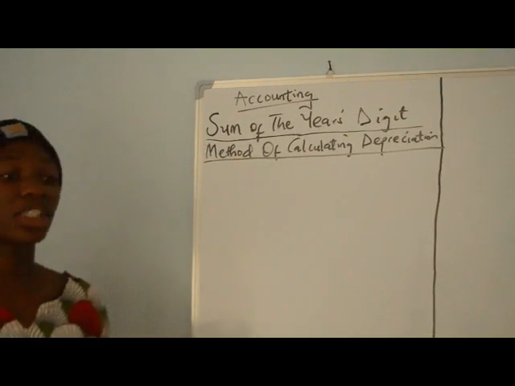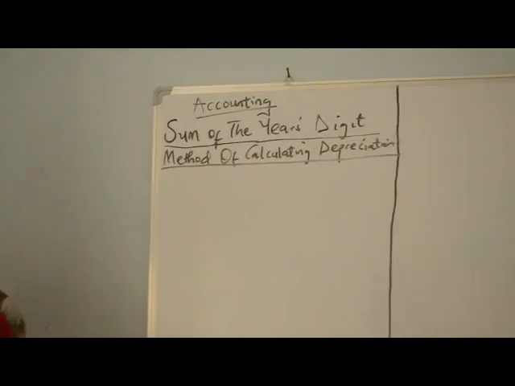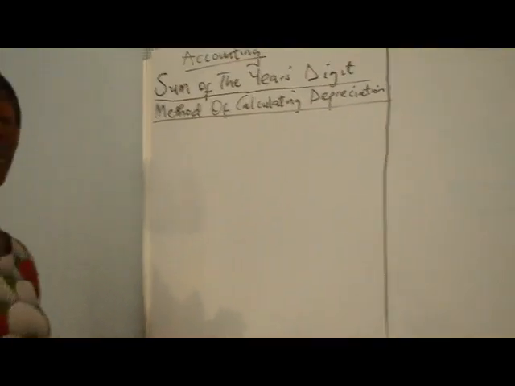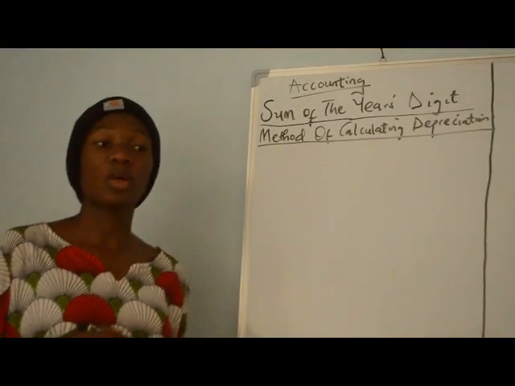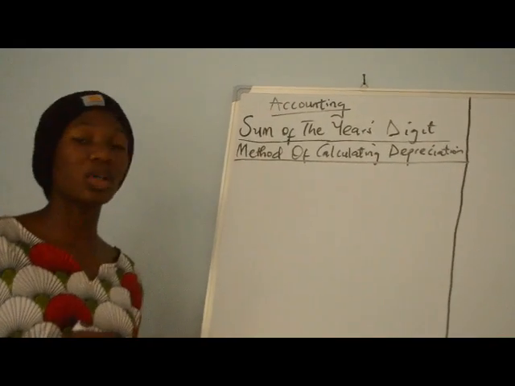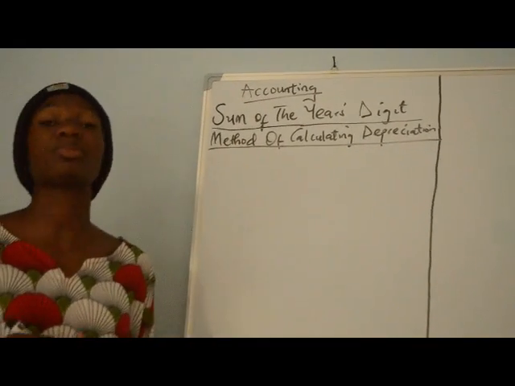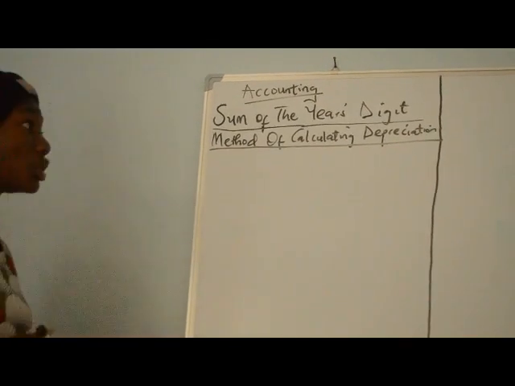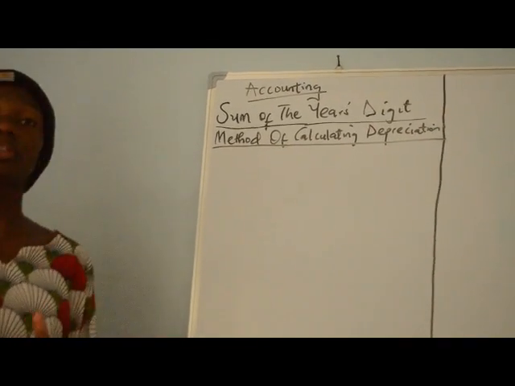Okay, now there's a question on the screen that a machine was bought for 7,000 naira and it is expected to last for 4 years with a scrap value of 1,000 naira. So we are asked to calculate the depreciation as well as prepare the necessary accounts. Now using the sum of the years digit method, I'll be showing you how to solve this question.